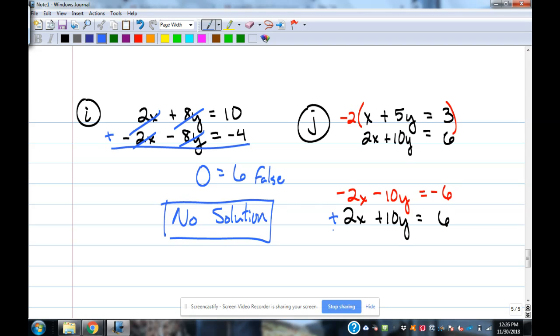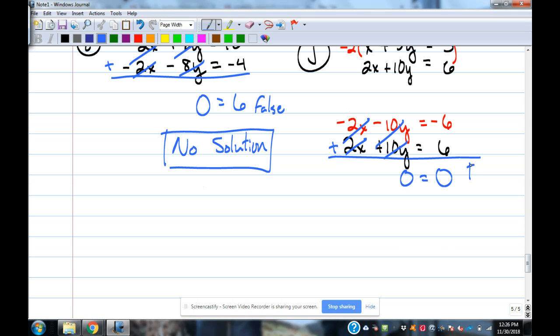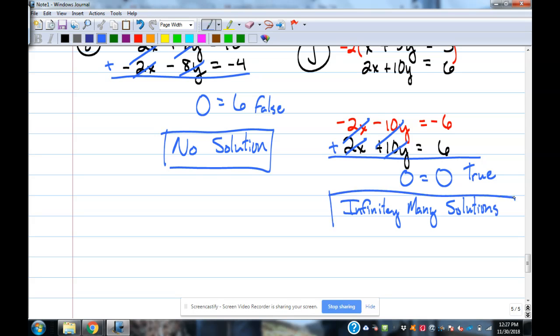When I add those two together, what happens? The x's cancel and the y's cancel. So what's left on the left side? 0. Everything canceled. What's negative 6 plus positive 6? 0. Does 0 equal 0? Yes, always. This is true. So this is one of those infinitely many solutions. So that's what they look like when those happen.